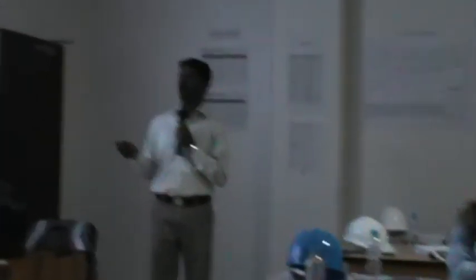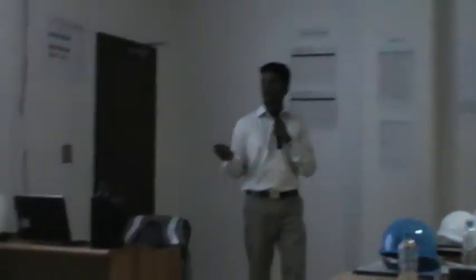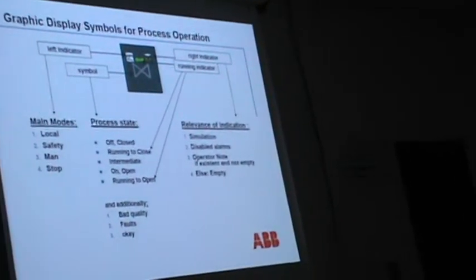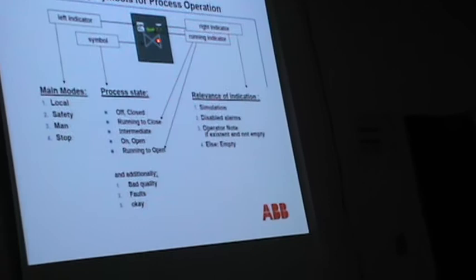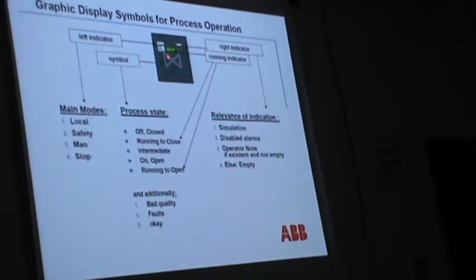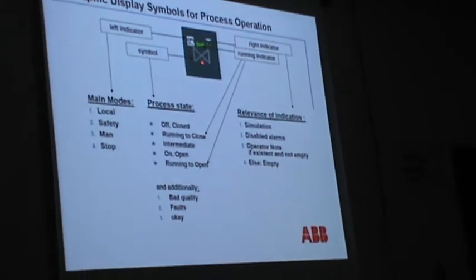And the center indication, here we will show you the off indication or running indication. If there is an intermediate, it means there is no on feedback and no off feedback, so the valve is in intermediate position. So that kind of symbol will be shown in the center of the object. So here you will get the display.